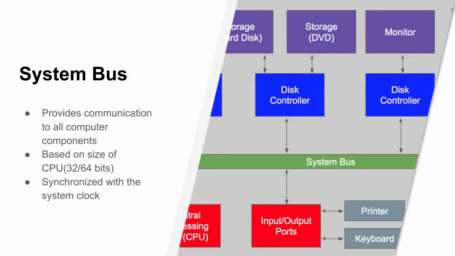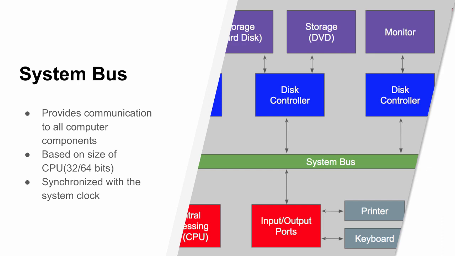So the next component we'll talk about is the system bus, and again, in a previous slide I explained that this provides all the communication for all the computer components for the data moving in and out of all of these components. And it's really based on the size of the CPU, so you'll either have a 32 or 64-bit system bus according to the size of your CPU.